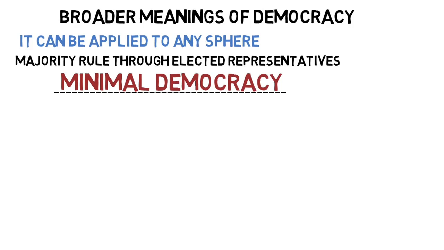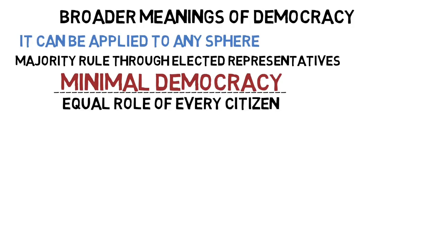Okay, after that we have seen that it can be applied to any sphere of life. People use the word democracy not to describe any existing government, but to set up an ideal standard that all democracies must aim to become. So it should be an aim that every democracy must strive for. In the end, there should be an equal role for every citizen. As we have seen, one vote, one value, so this should be applied.